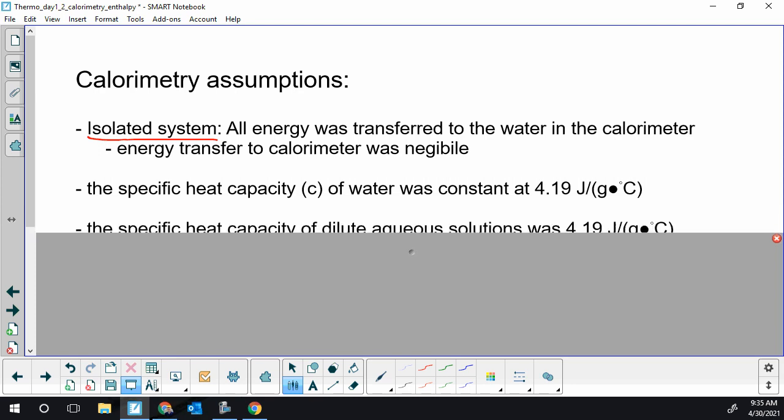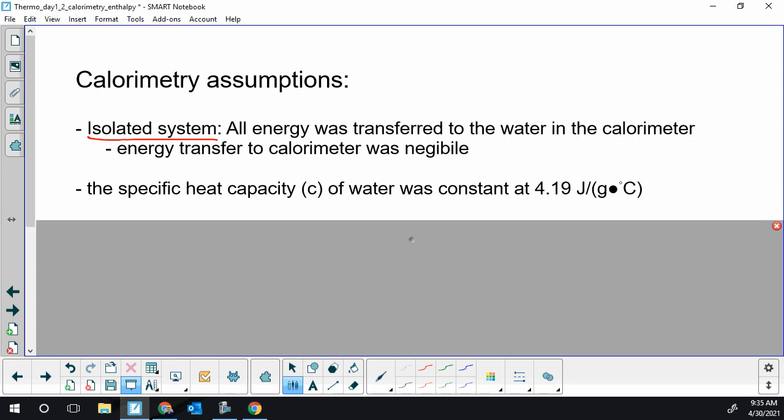The second assumption is that the specific heat capacity of water is constant, 4.19 joules per gram per degree Celsius. This is the value that's listed in your data booklet, so you do not have to memorize this. This is not perfectly true. When water gets really quite warm, as it approaches boiling, the value changes a bit, but we're not going to factor any of that in.